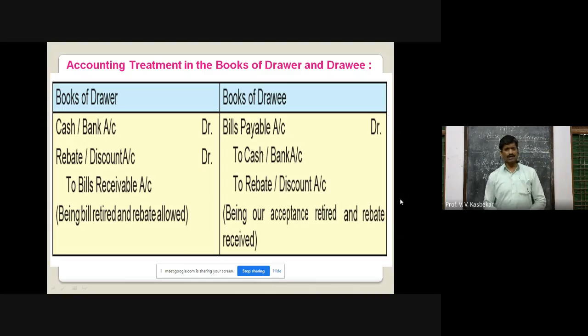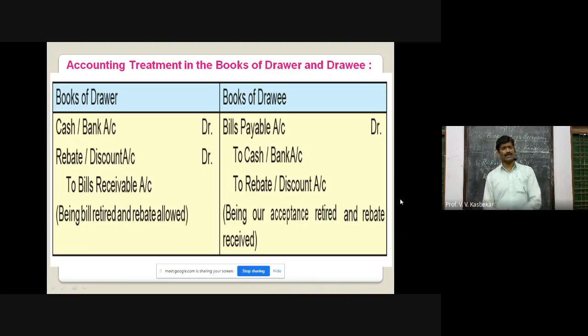In the books of drawer, at the time of retirement of bill, cash or bank account debit, because cash comes in for the drawer. Then rebate or discount account debit, because it is an expense for the drawer. To bills receivable account. Now bills receivable will be no more bills receivable for the drawer here. It will not appear in the balance sheet. Being bill retired and rebate allowed.